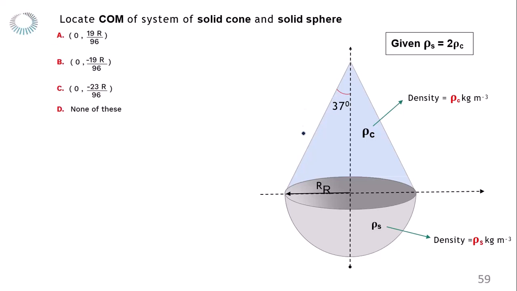Now there are two geometries again clubbed together. One is a solid cone and the other is a solid hemisphere. There is one solid cone and one solid hemisphere.